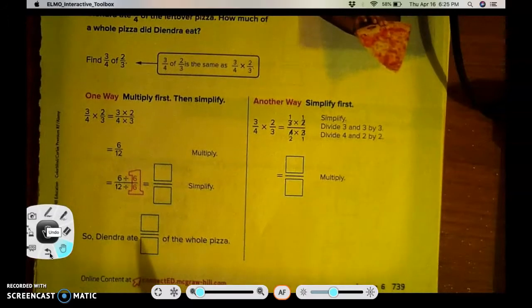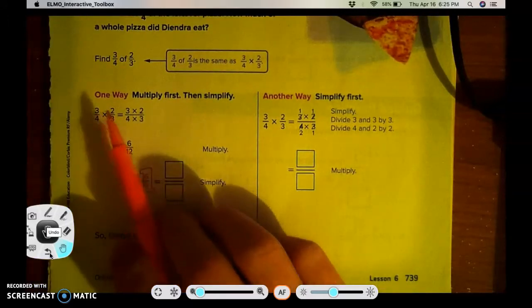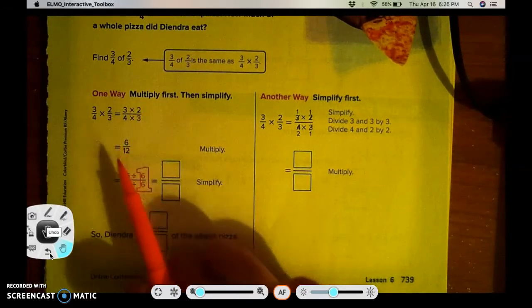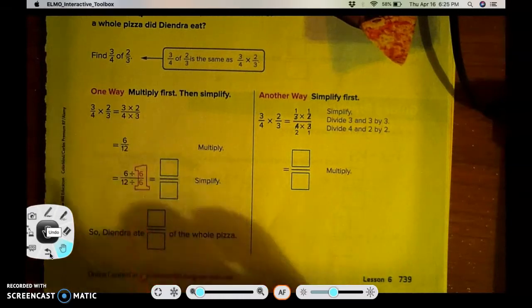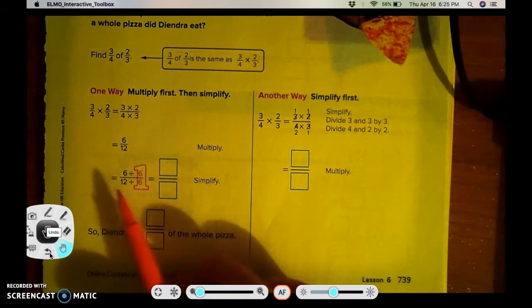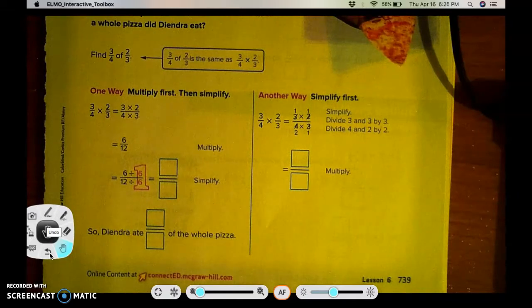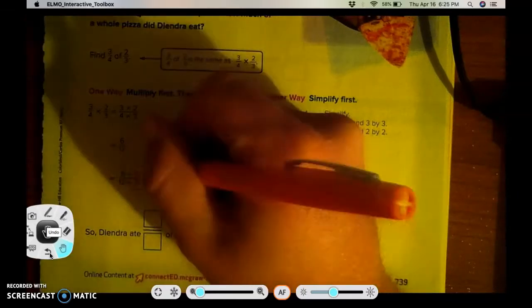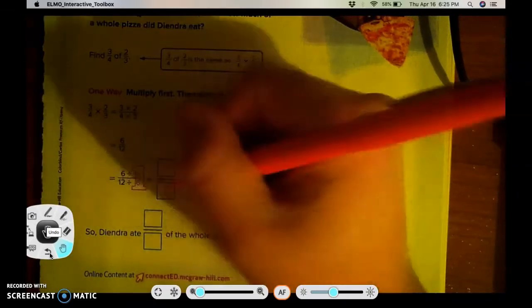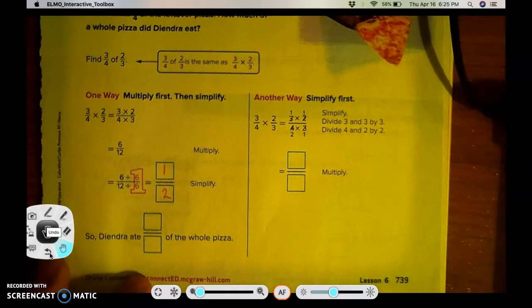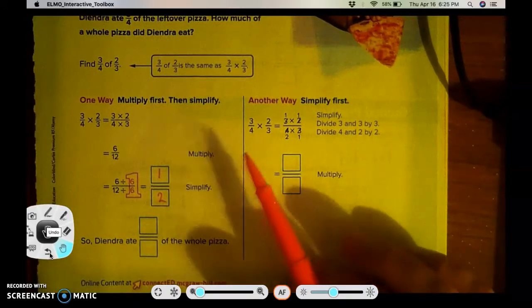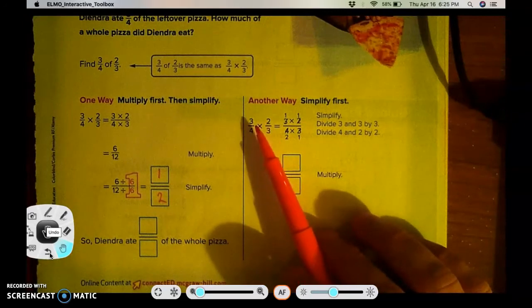The first method they used was to multiply straight across first. 3 times 2 is 6. 4 times 3 is 12. Then they simplified 6/12 by dividing both of them by 6, the greatest common factor, to get 1/2. So just like before. The other way I talked about before is that you can simplify first.